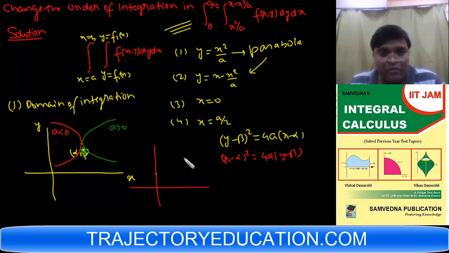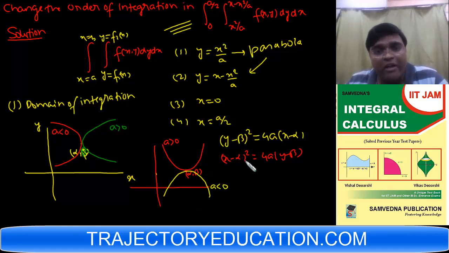In this case, the parabola will be like this, with alpha and beta as the vertex, if your A is positive. Your parabola will have concavity downward if your A is negative. So you remember this. When you are given the equation in the form where it is quadratic in x and linear in y, you try to reduce it to this form. So this is such an equation.